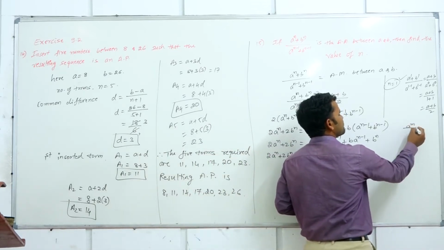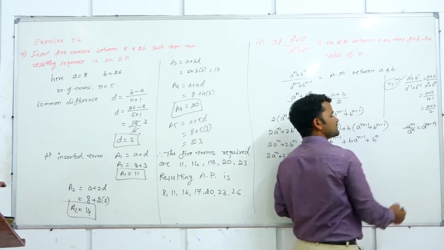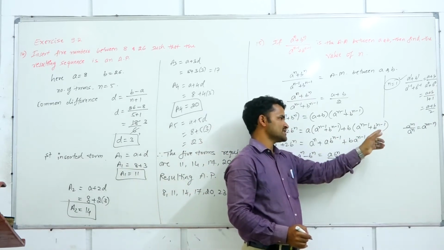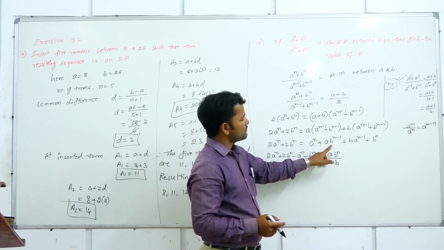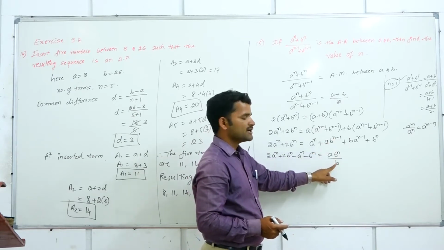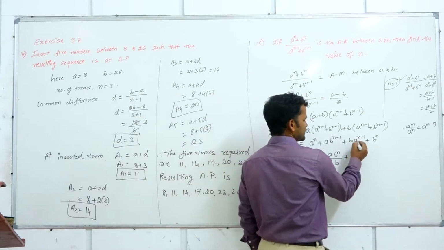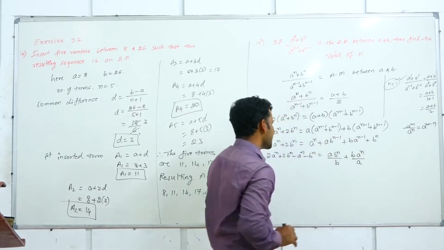a raised to m by a raised to n is equal to a raised to m minus n. That one we are using, that reverse we are using. a raised to m minus n is a raised to m by a raised to n. Means in place of a, b is there. b raised to n minus 1 is b raised to n divided by b raised to 1. Plus of this one, b into a raised to n by a, we write.